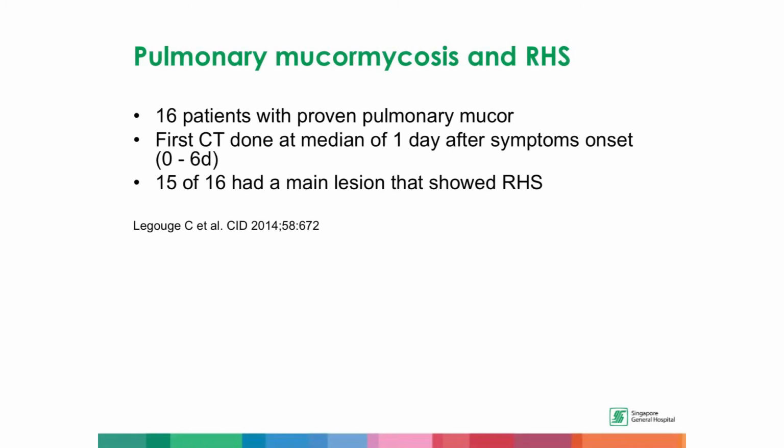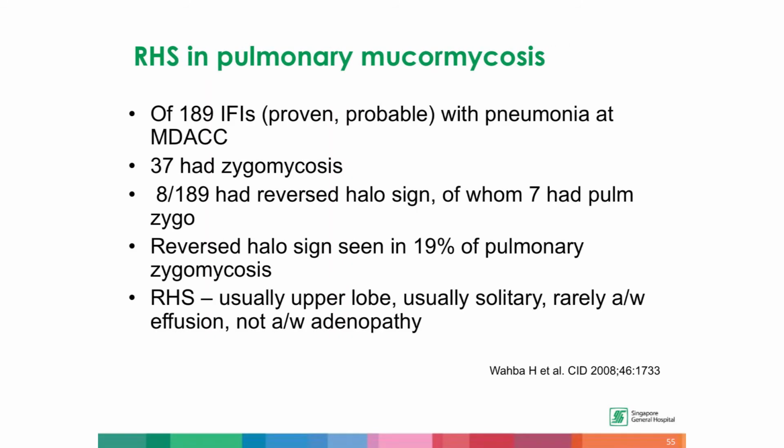This is one of those papers where they looked at 16 patients with proven pulmonary mucor, and of those 16, if you do an early CT scan, you find that 15 of them had a main lesion with this reverse halo. And this is from an earlier paper, I think from MD Anderson. They looked at 189 IFIs, and 37 of them had pulmonary mucor. Of these, only 8 had this reverse halo, but 7 of these 8 actually had zygo. And this sign was seen in 19% of the pulmonary zygo patients.